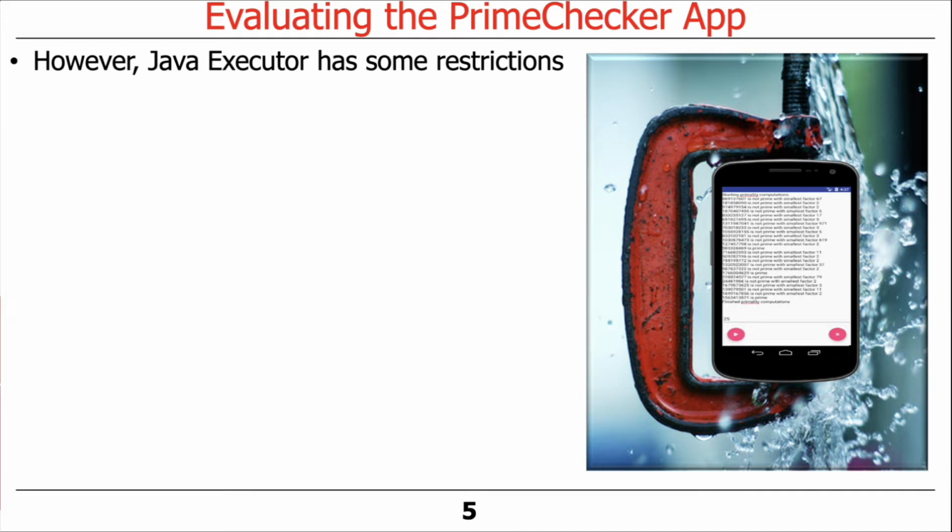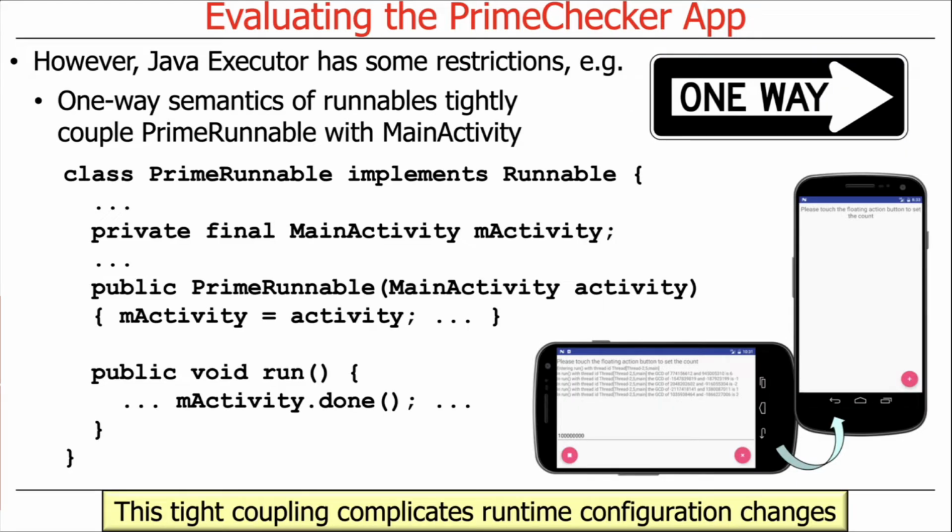However, and here come the cons, not everything is rainbows and unicorns. There are some restrictions for the Java Executor interface. One of the restrictions is that it only supports one-way semantics of runnables, which means that our Prime Runnable class is tightly coupled with this main activity.